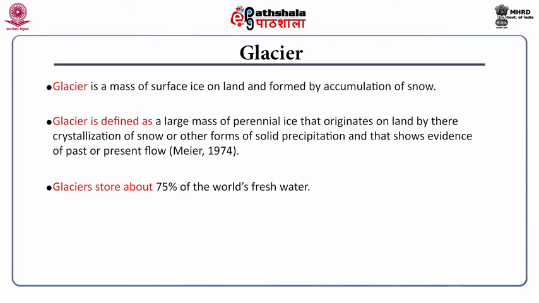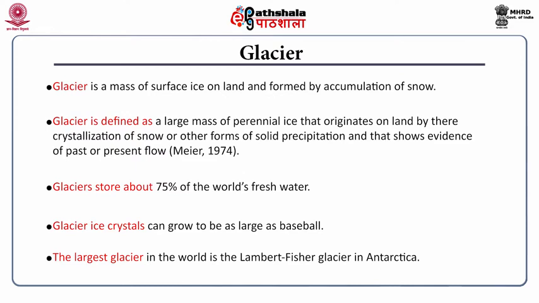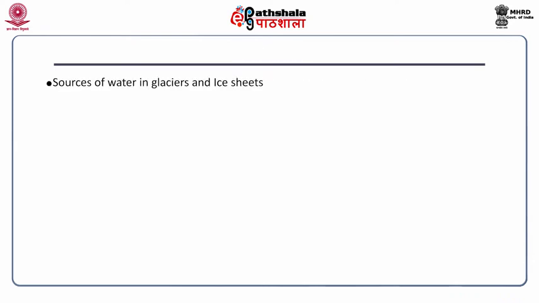These glaciers store about 70% of the world's fresh water, which means they are the biggest source of fresh water. Glacial ice crystals can grow to be as large as a baseball. The largest glacier in the world is the Lambert Glacier in Antarctica. The width of this glacier is about 100 kilometers, and the length is about 435 kilometers.